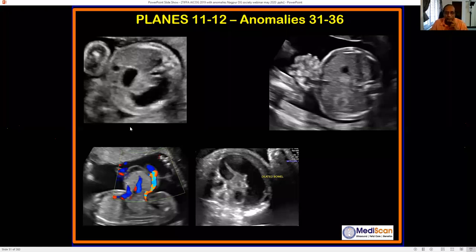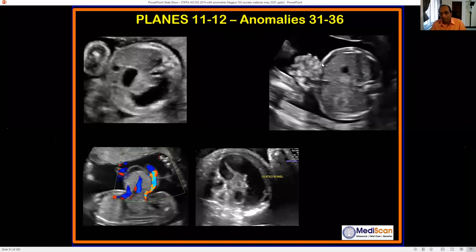Normally, in the upper abdomen, when you take sections of the upper abdomen, you expect to see the stomach. So, my stomach is there. But am I seeing something more than the stomach? Yes, I'm seeing something more. And the second thing is, is it communicating with the stomach? Yes, it is communicating with the stomach. So, this is called the double bubble appearance, and that's duodenal atresia.